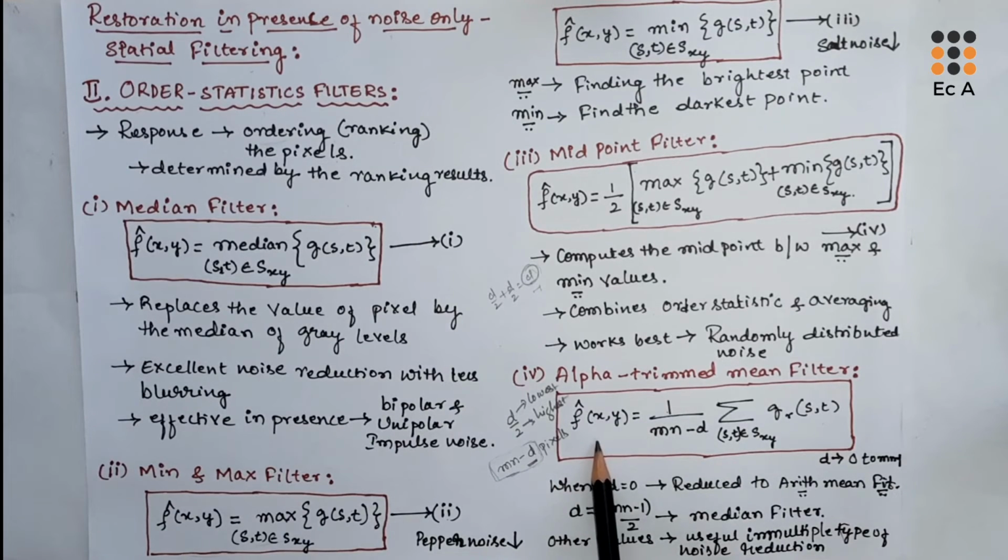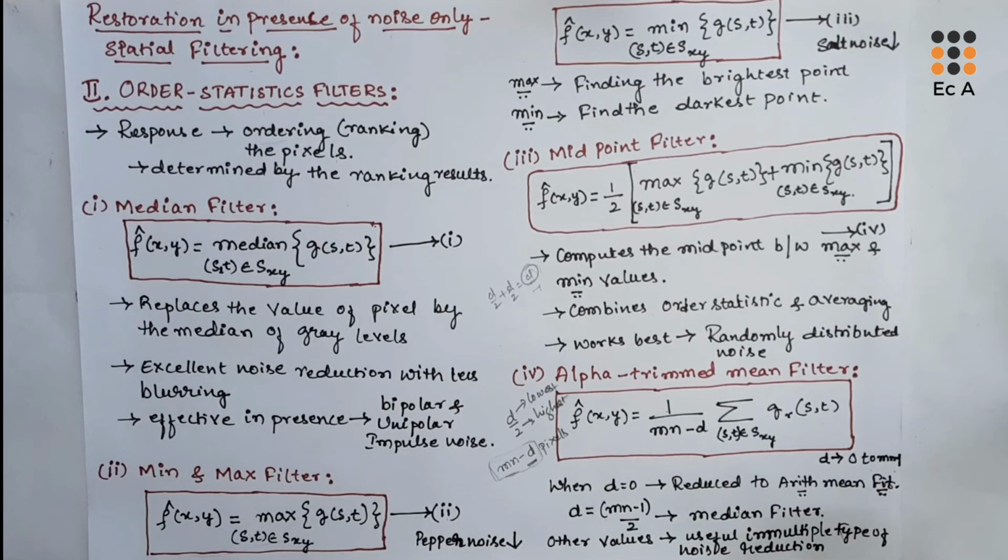This is the representation of the alpha trimmed median filter, where the value of d can range from 0 to mn minus 1. When d is equal to 0, the alpha trimmed filter reduces to the arithmetic mean filter. If d is equal to mn minus 1 by 2, the filter becomes the median filter. For other values, the alpha trimmed filter is useful in multiple types of noise reduction, such as a combination of salt and pepper noise and Gaussian noise. So, it is helpful in removing multiple noises at a time.